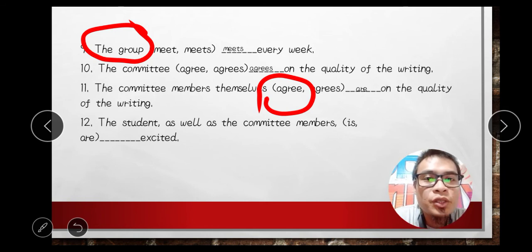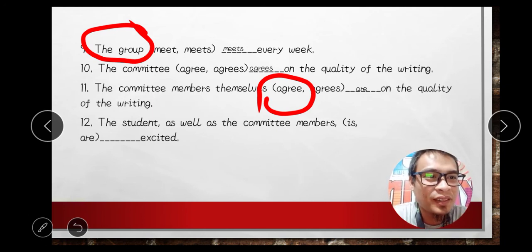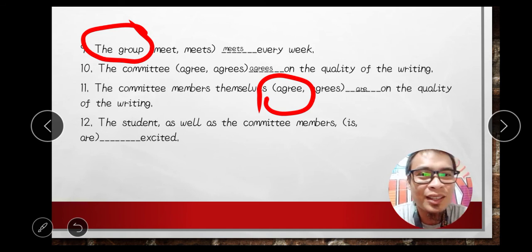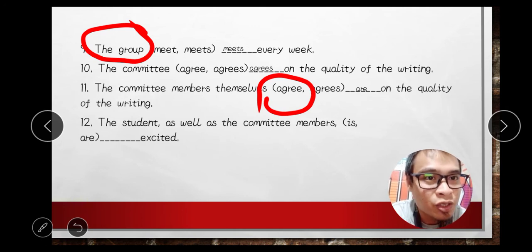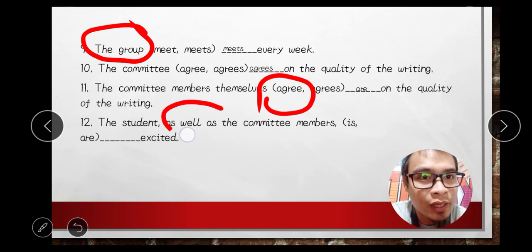Number 12, the student as well as the committee members. In here, this is another rule. This is still an unspoken rule. Try to take a look that this sentence has intervening words, meaning intervening words that distract us from identifying the real subject of the sentence, which is the phrase as well as.